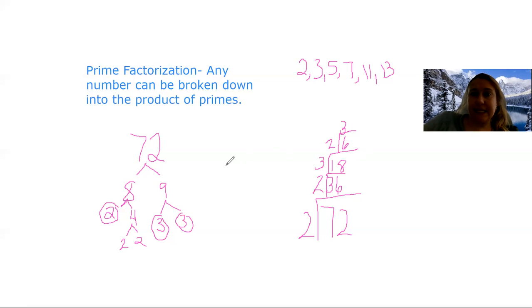Typically we list these in numeric order, and it's acceptable to write it all the way out like this. So let's see, we have 3 2s and 2 3s, and those are dots in between for multiplication.